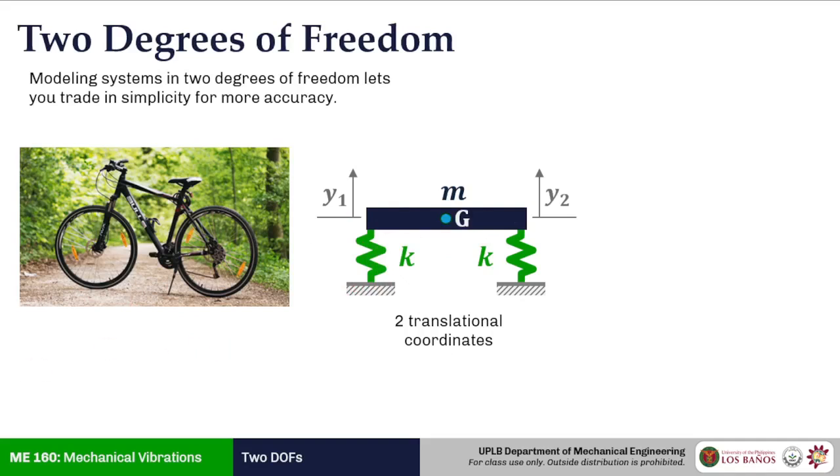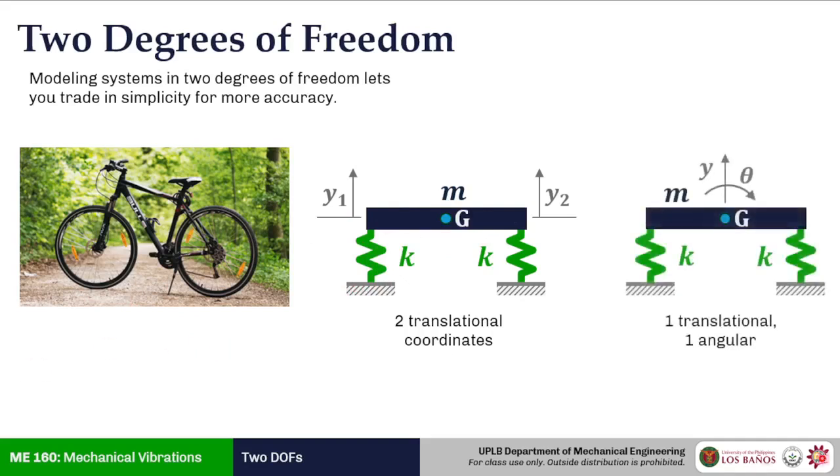Another way to model this is to assume that the entire body is under general plane motion. So instead of 2 separate vertical coordinates, you have one coordinate translating on the centroid of the body and one angular coordinate that is rotating about the center of rotation of the body. So these are 2 methods of modeling this bicycle in 2 degrees of freedom.